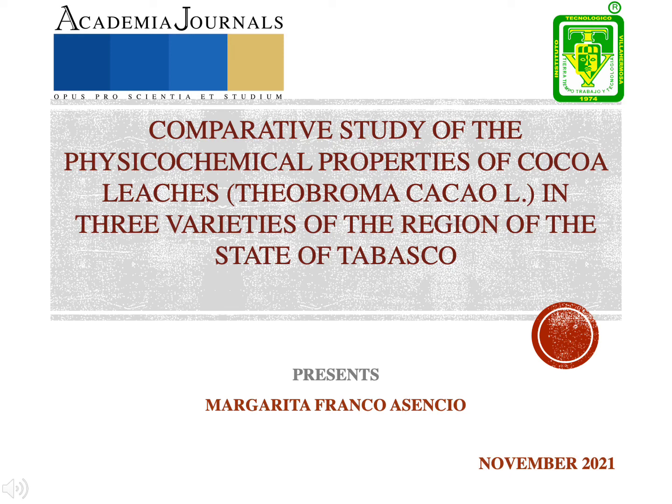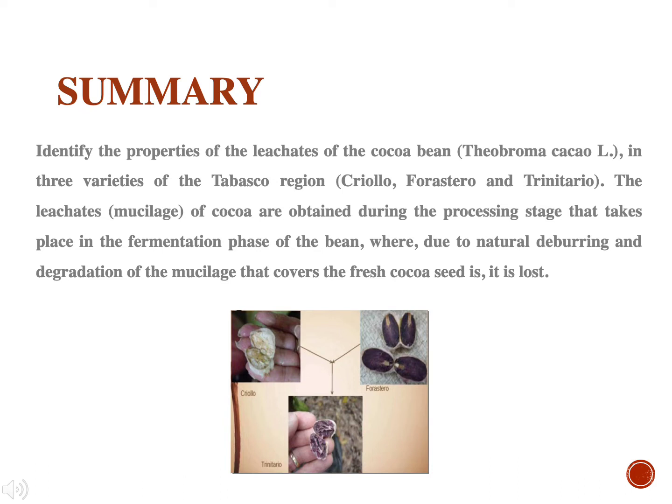I present the following presentation titled Comparative Study of the Physicochemical Properties of Cacao Leaches, Theobroma cacao L, in three varieties of the region of the state of Tabasco. Summary: identify the properties of the leaches of the cocoa bean, Theobroma cacao L, in three varieties of the Tabasco region: Criollo, Forastero, and Trinitario.